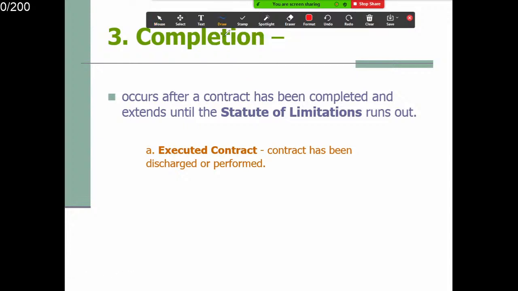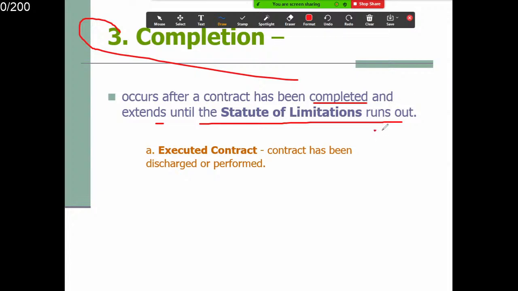Completion, okay, 完成了，occurs when the contract has been completed and extends until the statute of limitations runs out, typically 3 years. Okay, 3年之后你做完了，OK 就没有纠纷，大家都 happy, OK 没有事，OK.